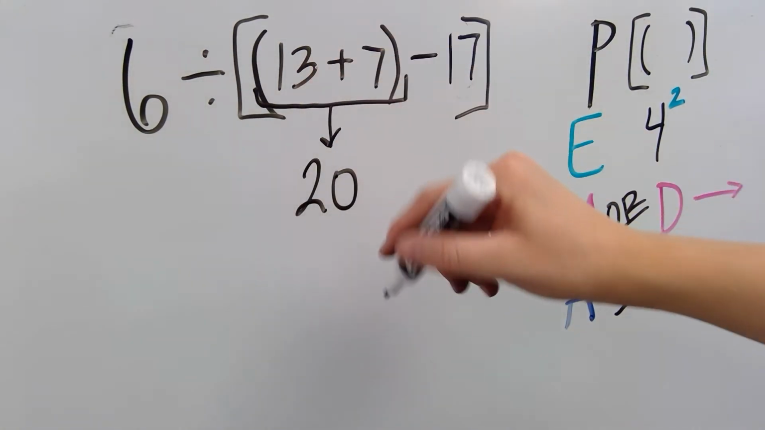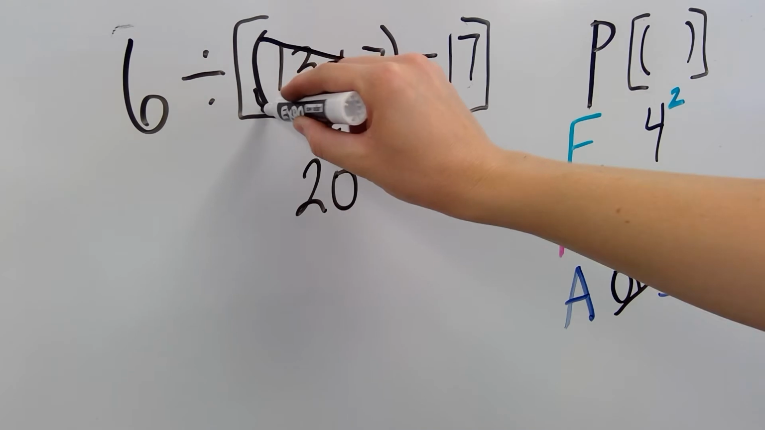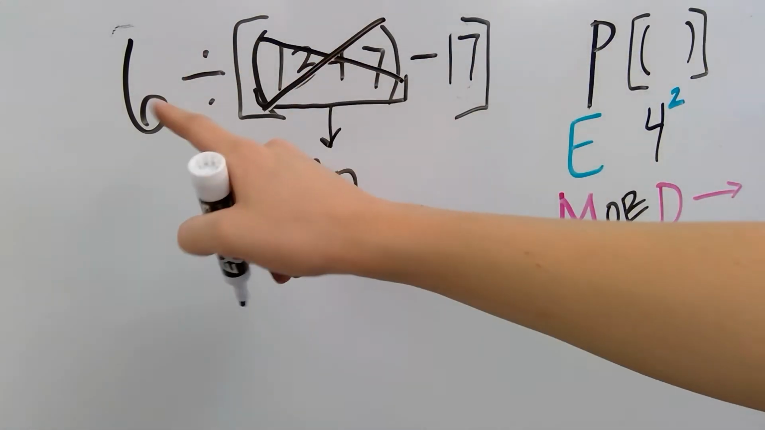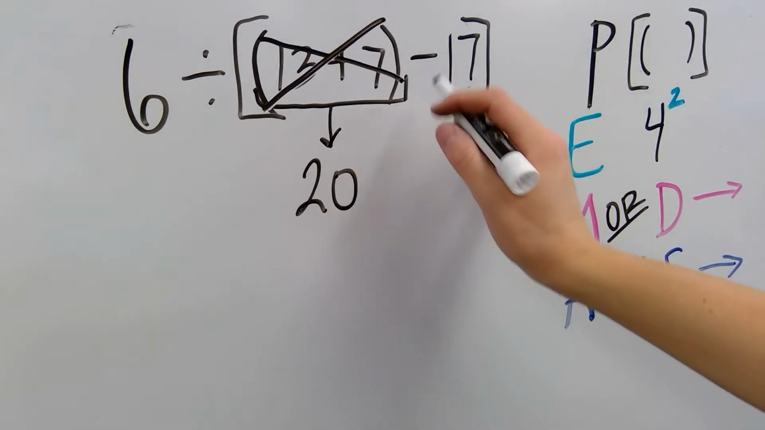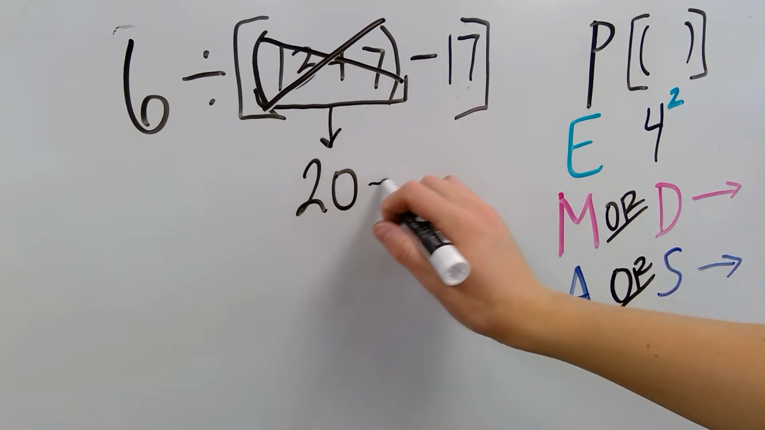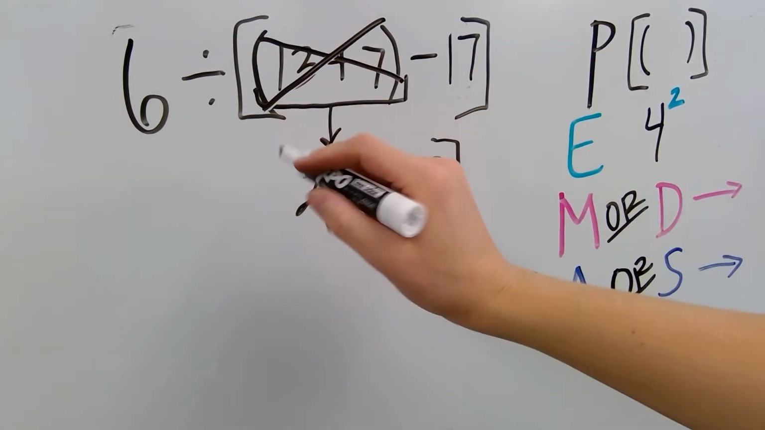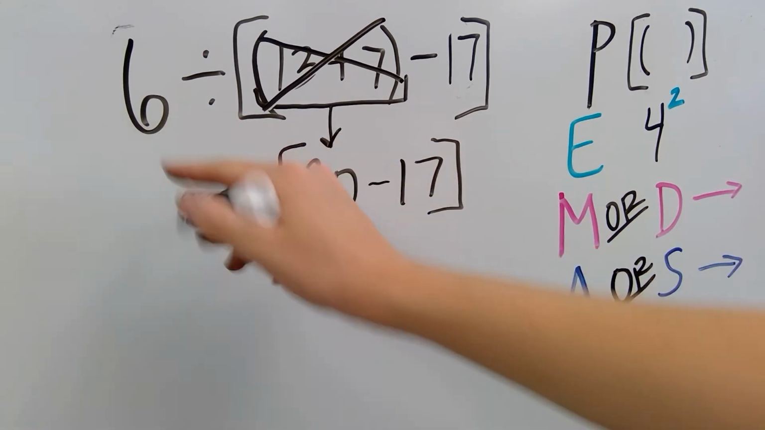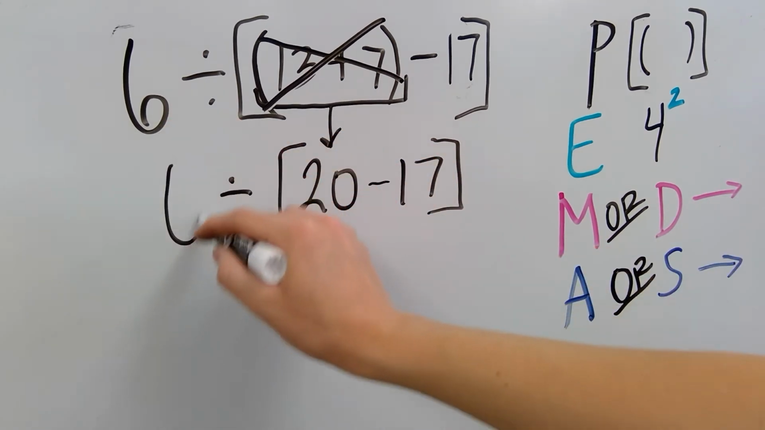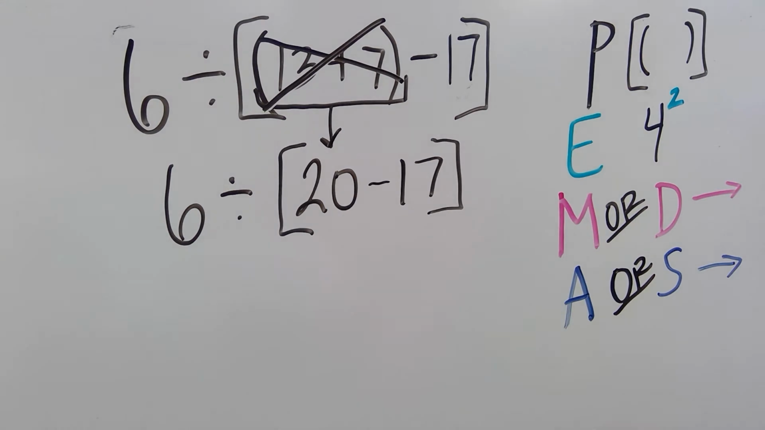Now, this is the only part of the problem I have done, so I'm just going to cross it out. I have to rewrite the rest of the problem exactly how it is. So I still have a minus 17. I still have this bracket. I didn't do anything with that bracket. And I still have a dividing symbol and a 6.